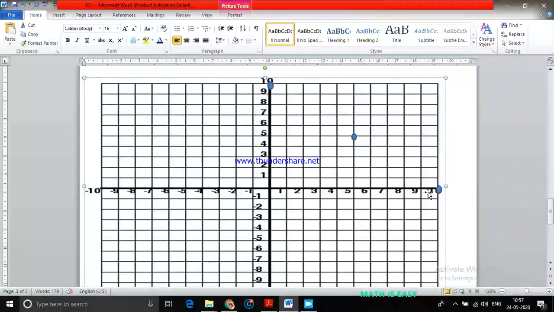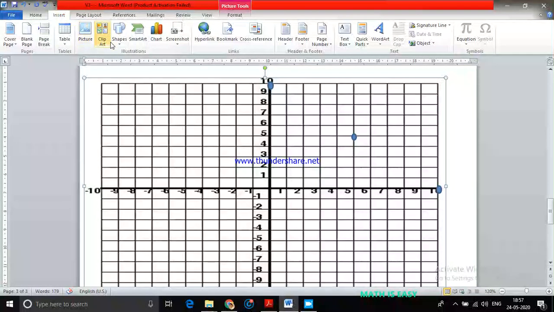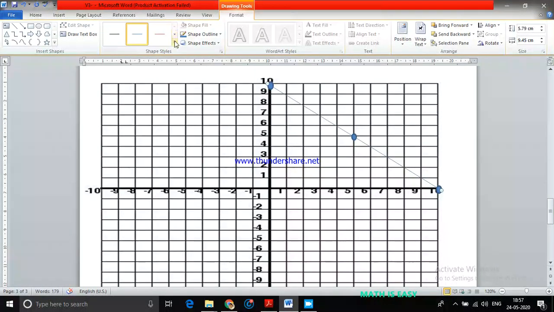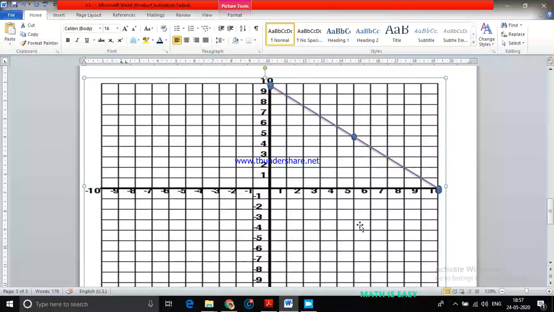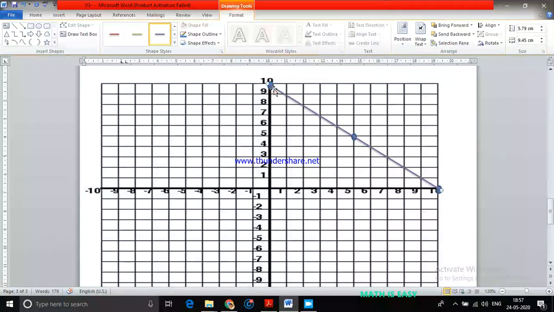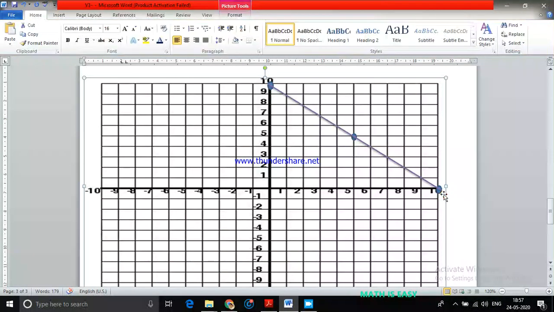So I got all the 3 points. Let me draw a straight line which passes through all the 3 points. Here it is. It's passing through 10, comma 0, 5, comma 5, 0, comma 10. So the first point is 0, comma 10, second point is 5, comma 5, and third point is 10, comma 0. The line is passing through all the 3 points.